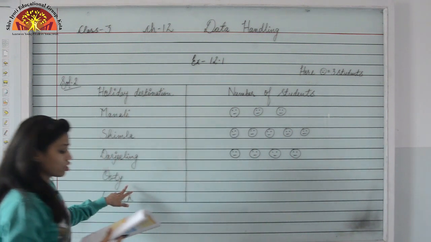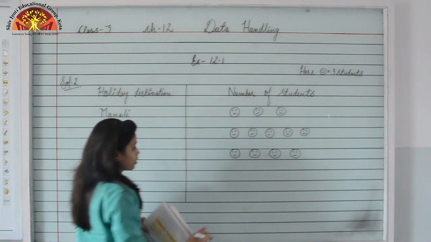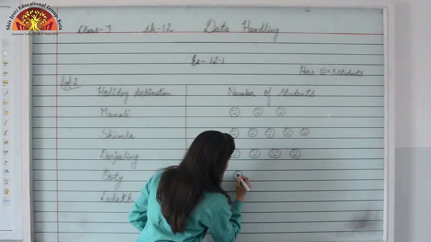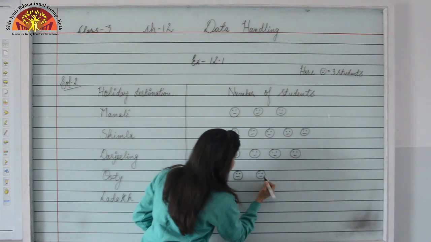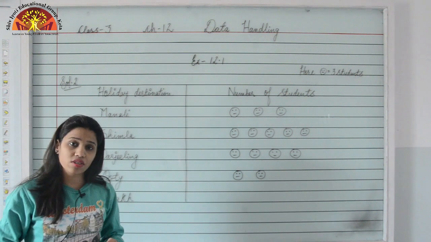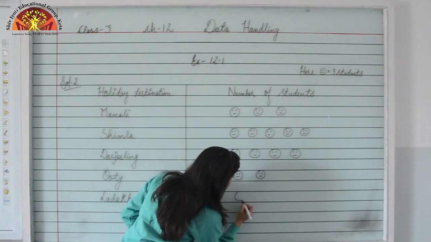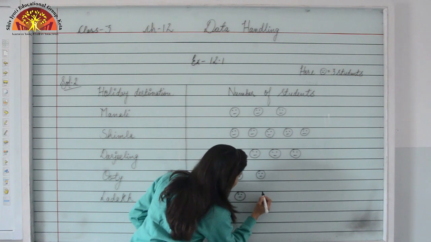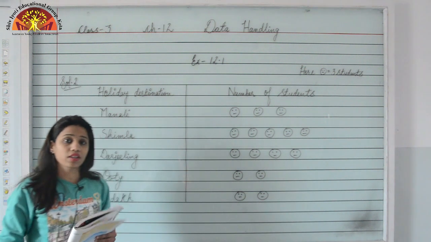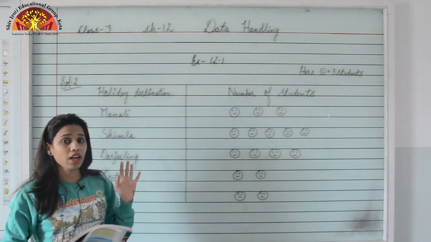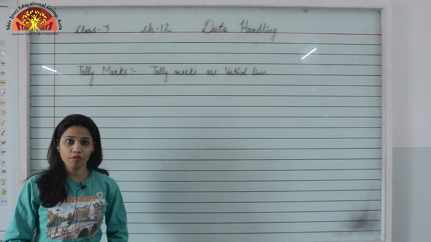Now moving on to Ooty. Now 6 students like Ooty, so therefore I am going to draw 2 symbols. 1 and 2. Now the last one is Ladakh. Again 6 students like Ladakh, so therefore I am going to draw 2 symbols. So this is how you have to draw a pictograph using the information available to us. Okay, so students, I hope you have understood pictograph very well.